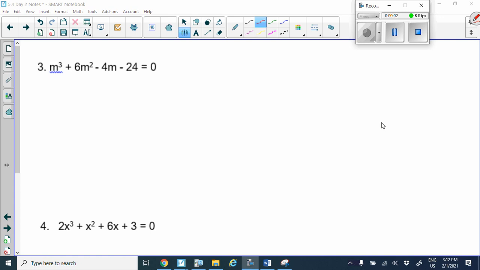Hey guys, so here's part 2 of the 5.4 day 2 notes. We are once again solving polynomial equations by factoring. Okay, notice here we have m cubed plus 6m squared minus 4m minus 24.